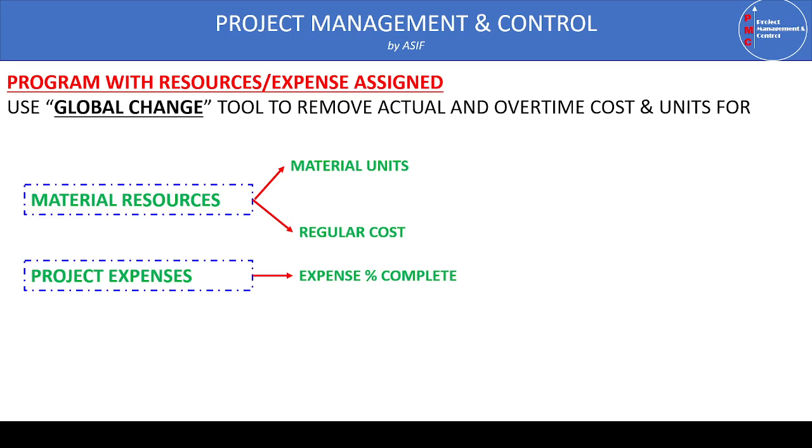It is important to mention here that we make all the labor and non-labor, material, overtime and regular units zero. We use the global change so that all the material, labor and non-labor resources become zero. Similarly, we make the project expense percentage complete zero.